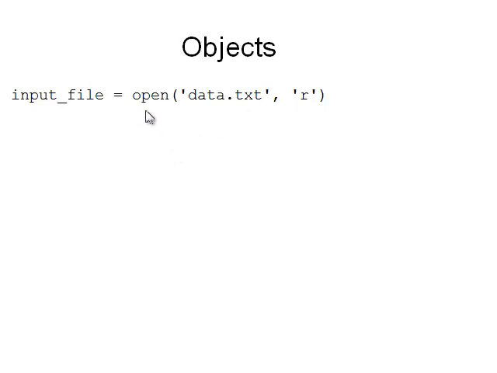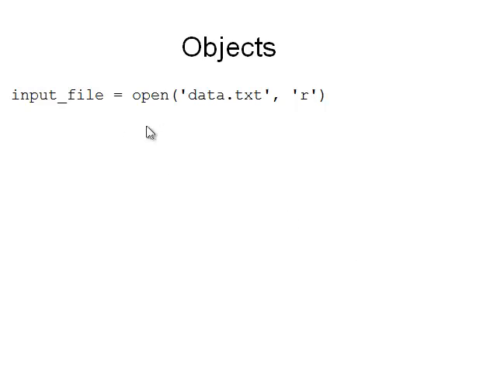The open function, once it creates that object in memory, will return a reference to that object. So in this case, we're assigning the reference to the input file variable. So after this statement executes, the input file variable will reference a file object that we can use to work with this data.txt file. Now, all of these examples that I've given you are meant to illustrate how objects are resources that a program uses to perform specific tasks.